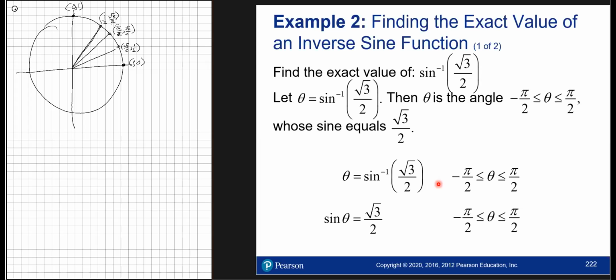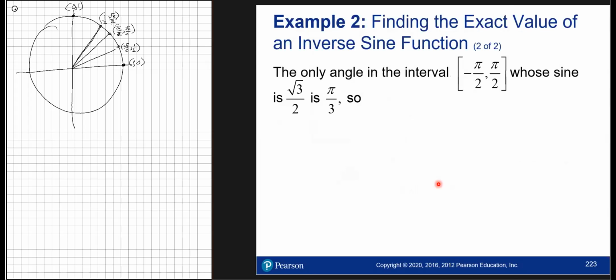Those things happen. Okay. And so the only angle in that interval, this is pi over 3 or 60 degrees. This one is pi over 6 or 30 degrees. And this one is pi over 4 or 45 degrees. This is 0 radians. And this one is pi over 2 or 90 degrees.